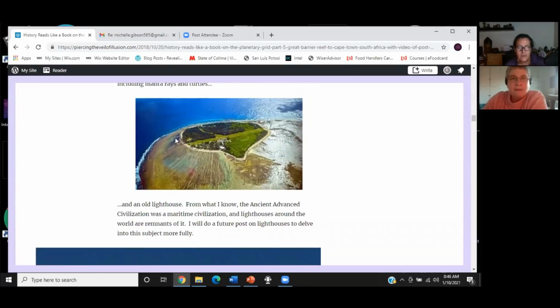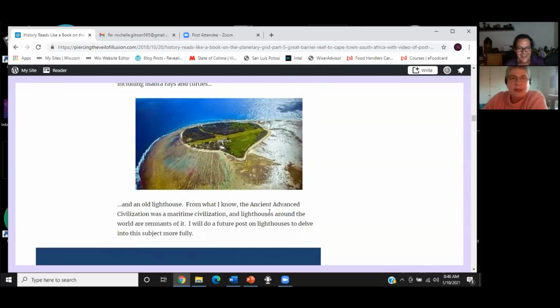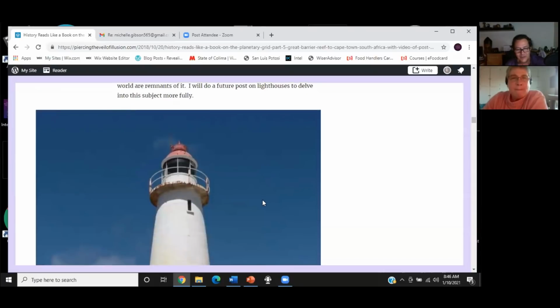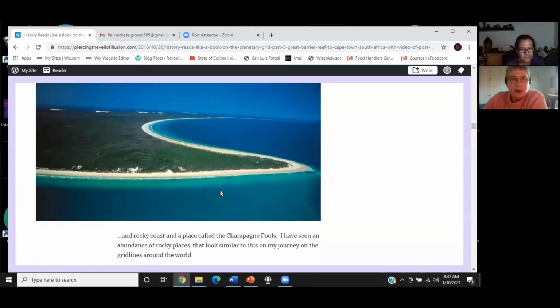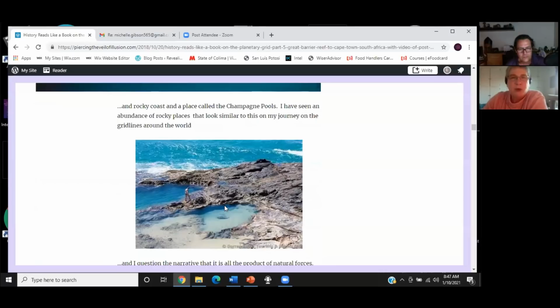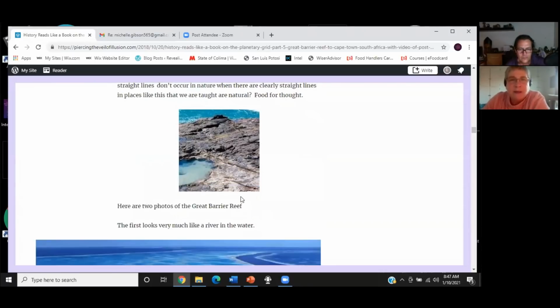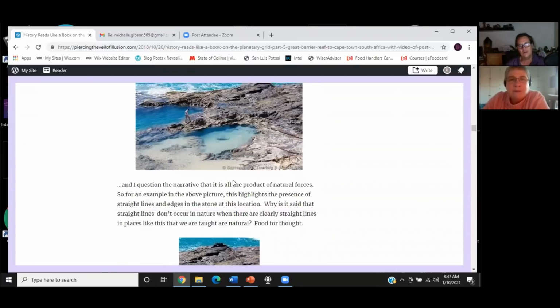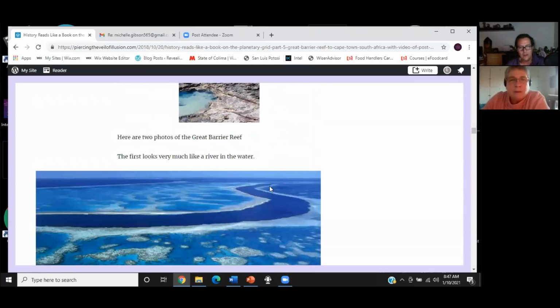Interesting looking. Lady Elliot Island, it's an eco resort. And so it's pointing out the nicely shaped shoreline here at Fraser Island, and then you have the champagne pools. And at the champagne pools, you have what appear to be straight lines. Yeah, right. And then it looks like a river in the Great Barrier Reef there. Definitely.